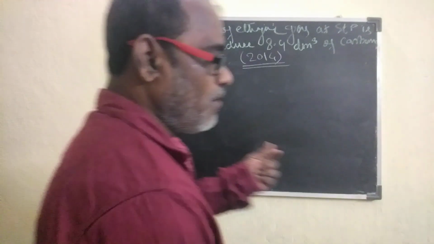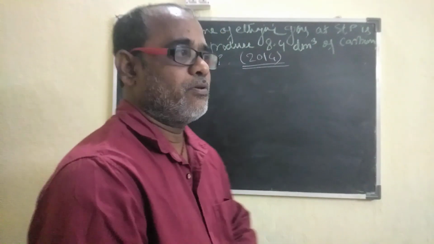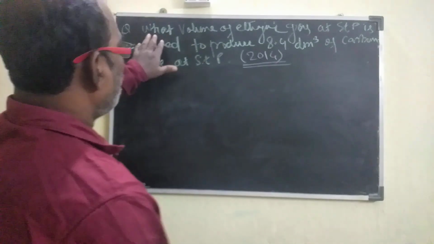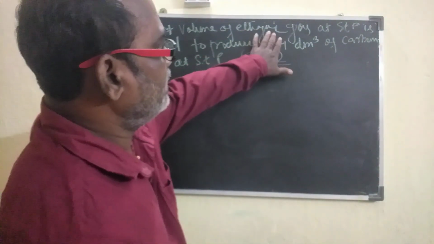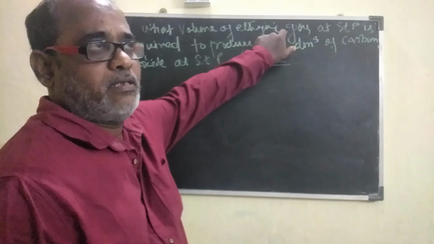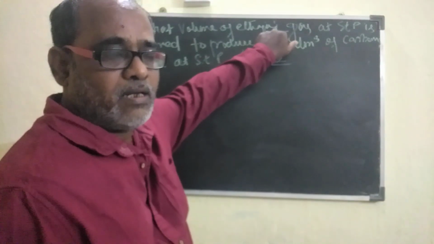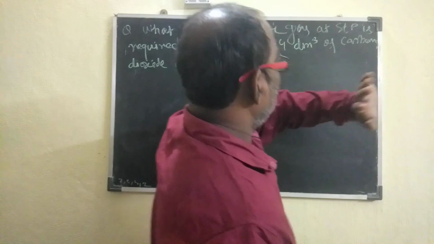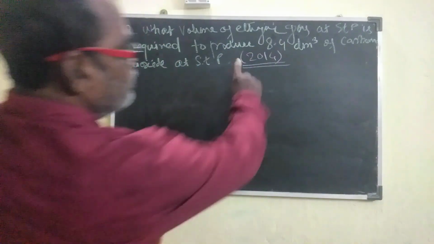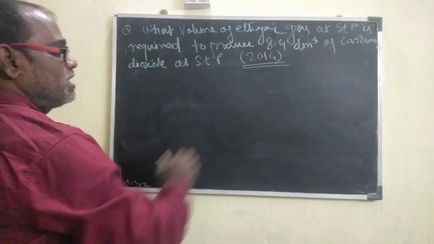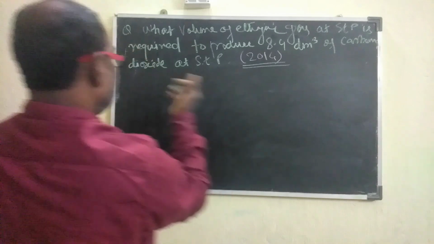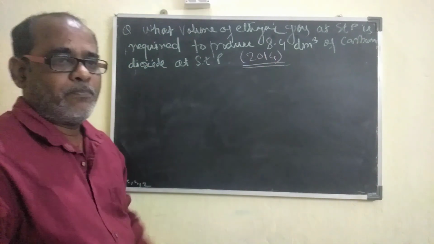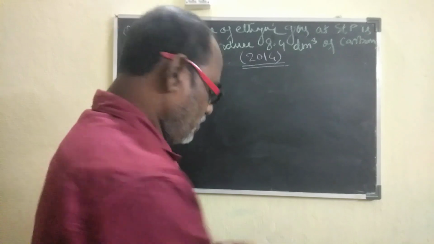Okay, now we are going with the numerical problem on the basis of Gay-Lussac's law. The question is, what volume of ethyne? Ethyne means it is alkyne group, CnH2n minus 2. Gas at STP is required to produce 8.4 decimeter cube of carbon dioxide at STP. So this question has already appeared in 2014.